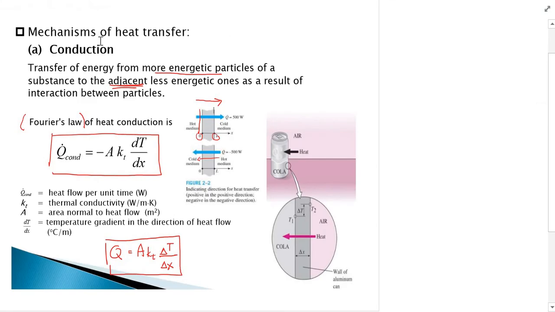Okay, now let's look at the mechanism of heat transfer. First is conduction. Conduction is the transfer of energy from more energetic particles of a substance to the adjacent, less energetic one, as a result of interaction between particles. Keyword here is adjacent. So conduction can actually occur in all phases, solid, liquid and gases. In gases and liquids, conduction is due to the collision of molecules during their random motion.